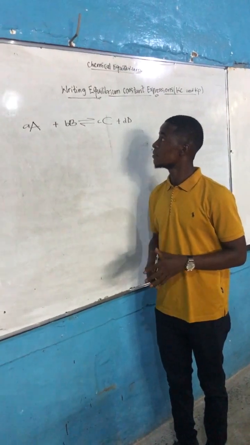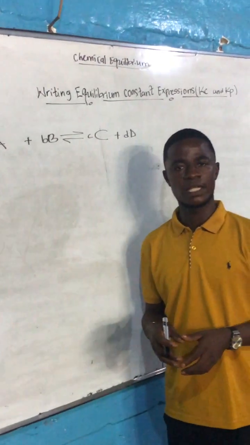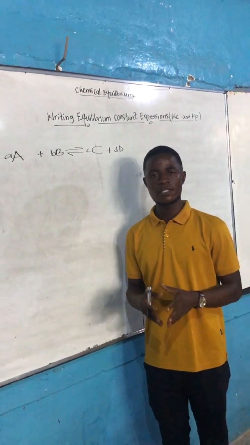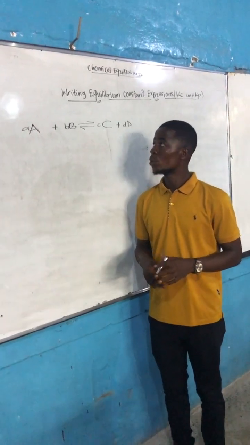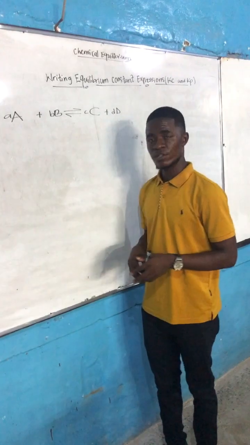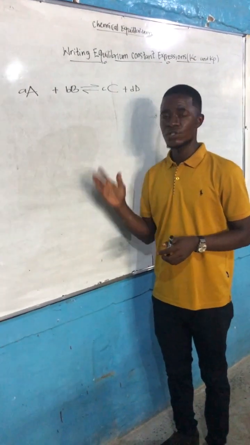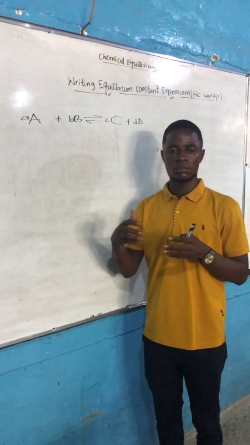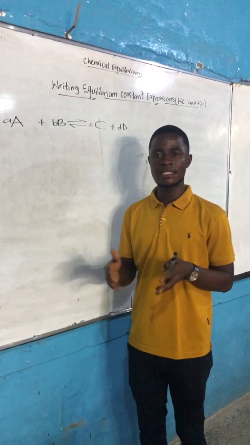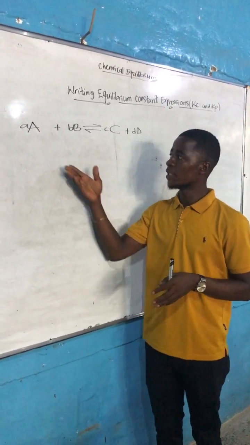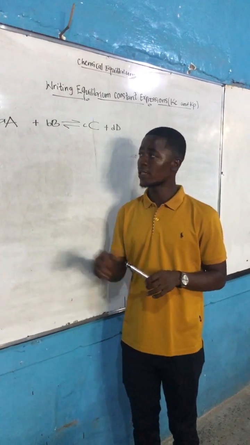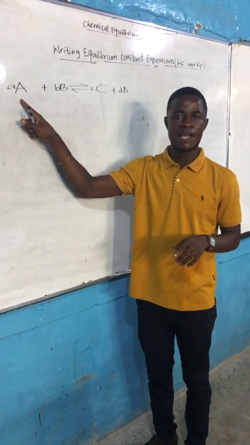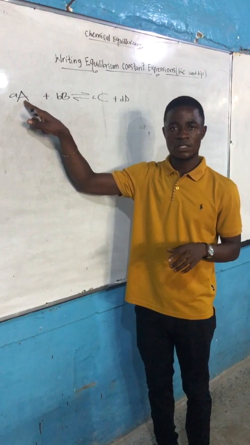Today we'll be looking at chemical equilibrium, and specifically we'll be looking at equilibrium constant expressions in terms of Kc and Kp. So, what is an equilibrium expression? An equilibrium expression is just a way of relating both the reactants and the products. We are doing it in line with the law of mass action, wherein when we are writing an equilibrium expression, the stoichiometric coefficients will serve as the power of a particular substance.